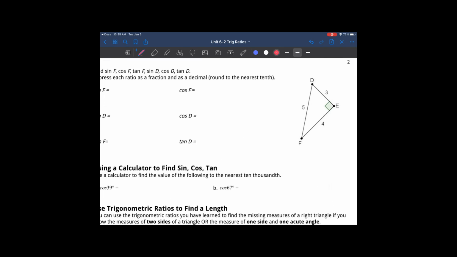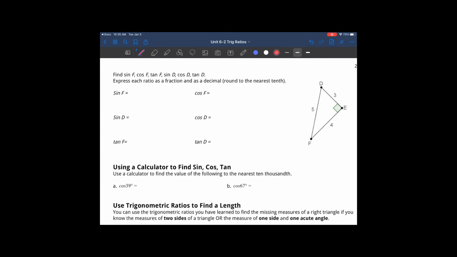Moving on, let's use this on a triangle. It says, find the sine of F, the cosine of F, the tangent of F, the sine of D, the cosine of D, and the tangent of D. So notice we're not finding the sine, cosine, or tangent of E. We're finding them for the two acute angles. And then it says to express each ratio as a fraction, just like we did a second ago, and as a decimal, rounded to the nearest tenth. We haven't done the decimal yet. So let's run through these.